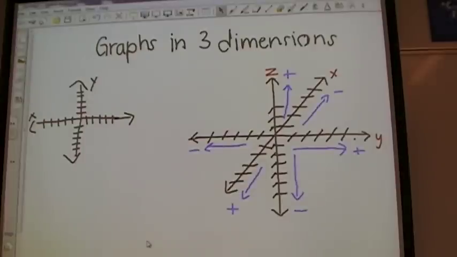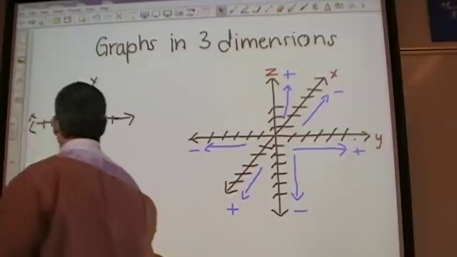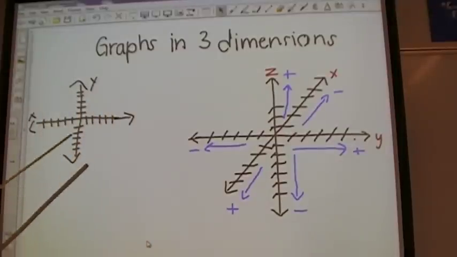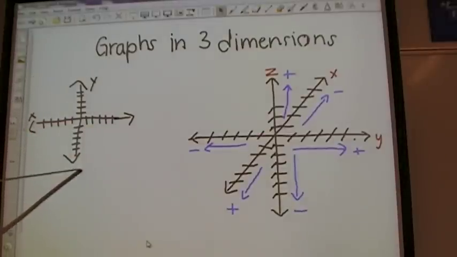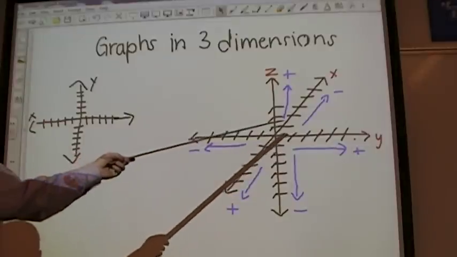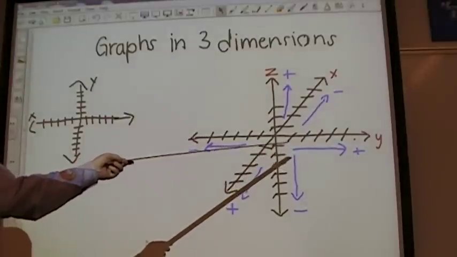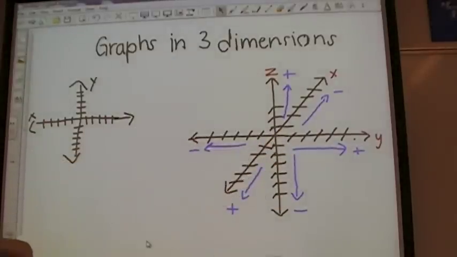All right, graphs in 3 dimensions. Right here, this is what we've done before, graphs in 2 dimensions. This shouldn't look new to you. You have your x-axis and your y-axis. Now, when you look at graphs in 3 dimensions, this is what it looks like. Okay? The black is what you're looking at.